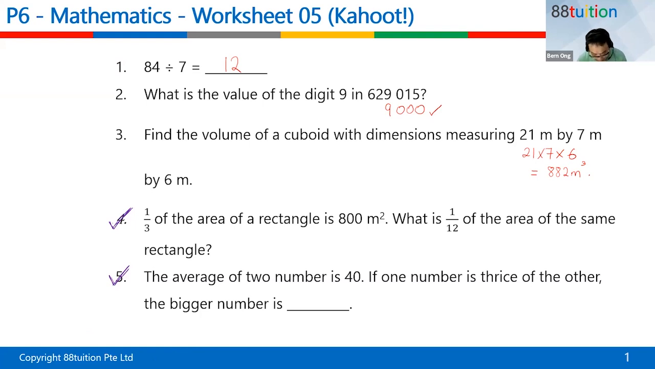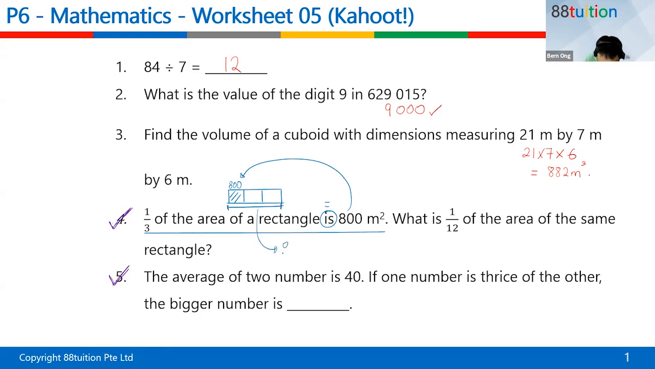The question says that 1/3 of the area of a rectangle is 800 meters square. Can you see or not? 1/3 means 1 out of 3 parts. So this 1 out of 3 parts represents 800. Which means the entire rectangle will be 800 times 3. 8 times 3 is 24, plus the two zeros behind: 2,400 meters square. That's the area of the entire rectangle.